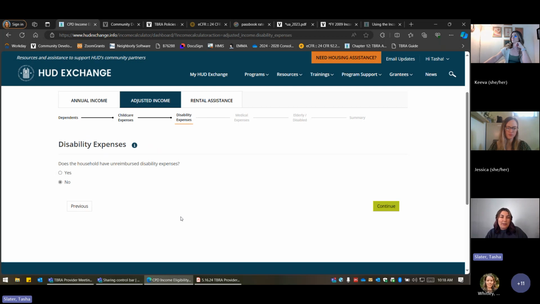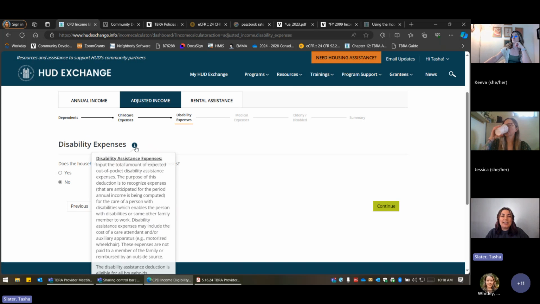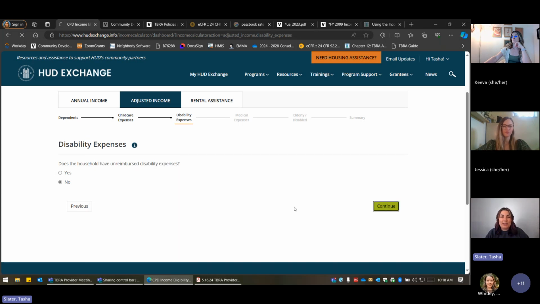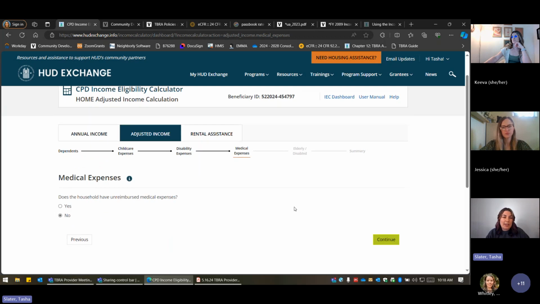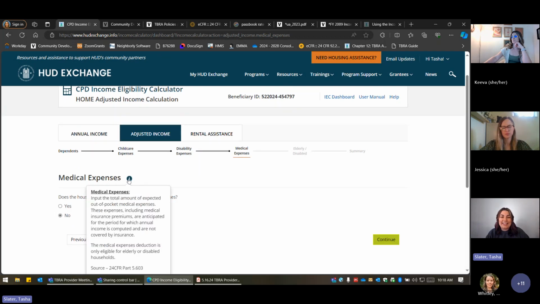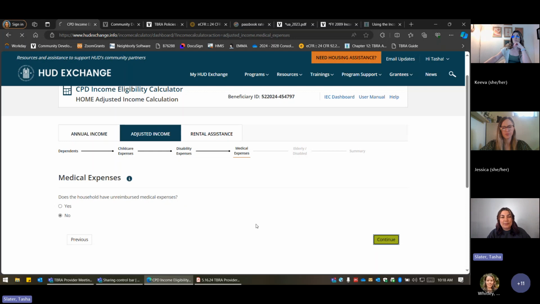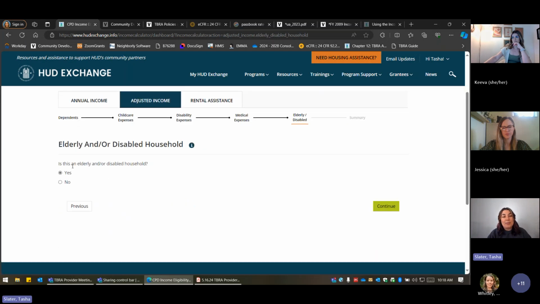And then they don't have, I put no reimbursed disability expenses. Again, there's the I there if you need more information. I put no again for medical expenses, and the I is there again. And then in this case, I put yes to elderly or disabled household because the head of household has a disability. So in this case, I put yes.